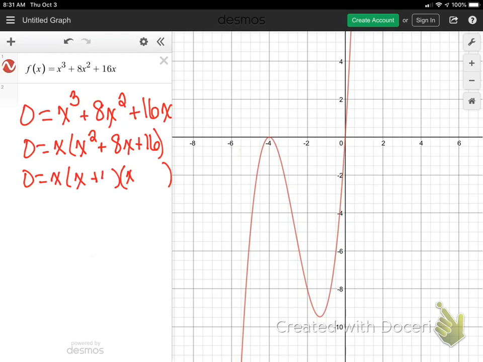So this is what I'm talking about here. Do you see how this factor shows up twice? That has a multiplicity of 2. That's what that means. Do you see how this x, I just have it show up once? What's the exponent with that x?